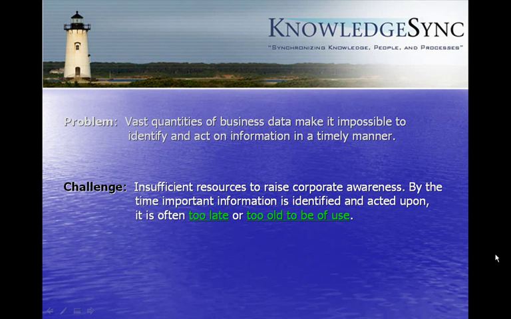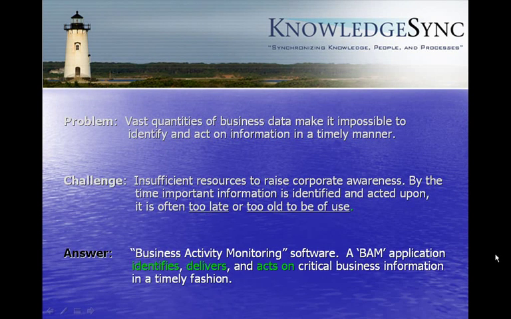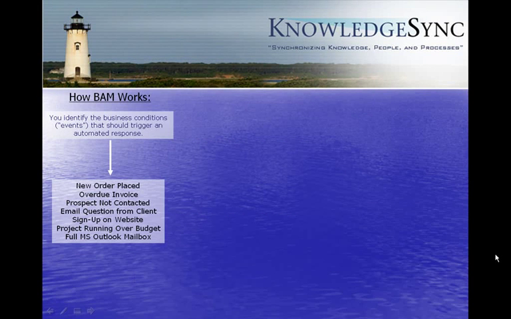In a lot of cases, by the time an organization does become aware of this critical business information, it's either too late or the information is too old to be of much use. And that's what's given rise to a class of software called Business Activity Monitoring, or BAM software, as if the industry needed yet another acronym. Nevertheless, the purpose behind a BAM technology is to identify, deliver, and act on critical business information in a timely fashion. Now, a few years back, the Gartner Group and other industry analysts put their heads together to identify exactly what a BAM technology should do, and they came up with the following.